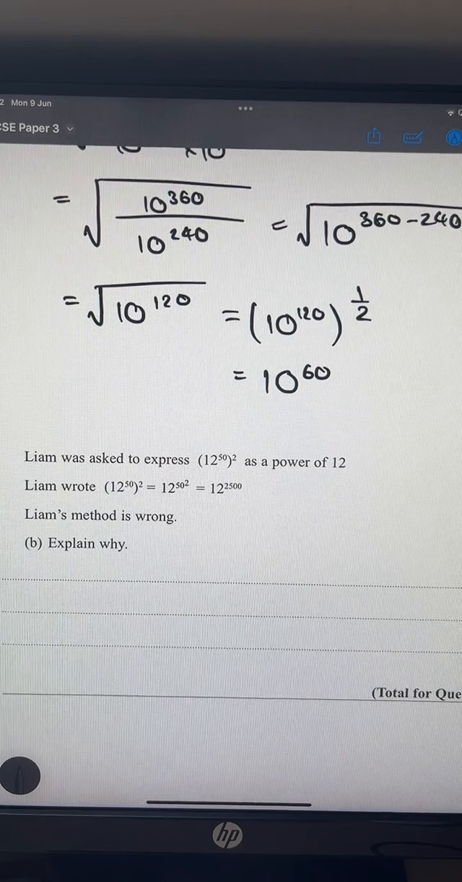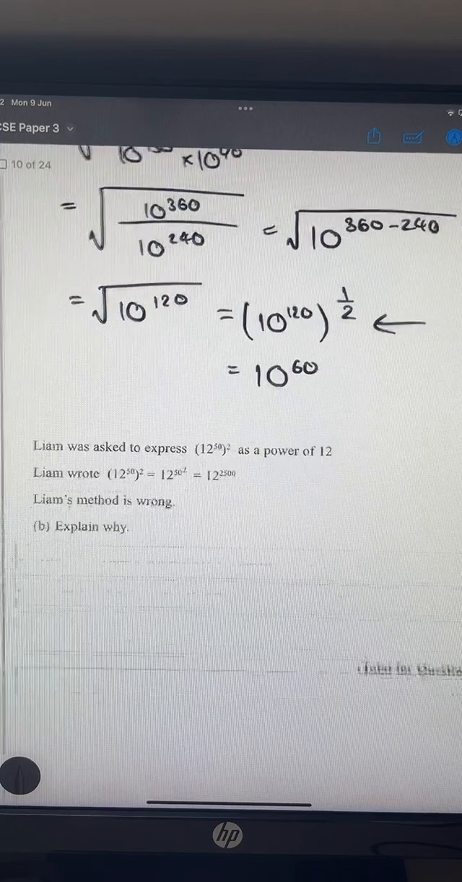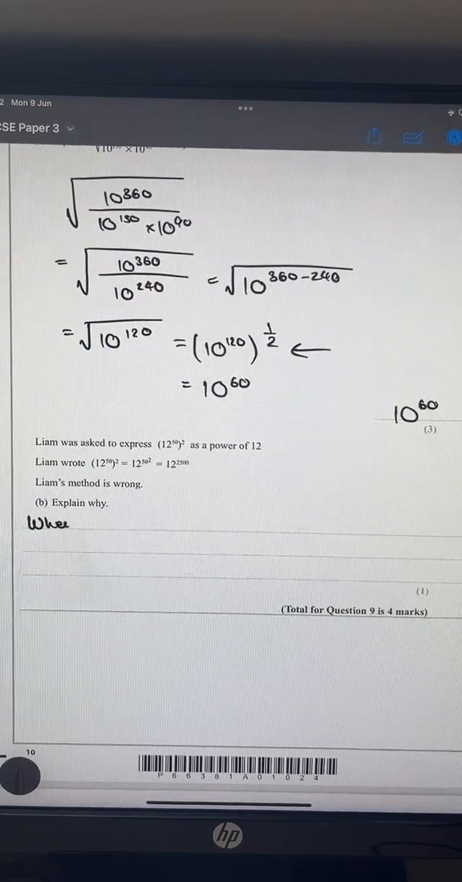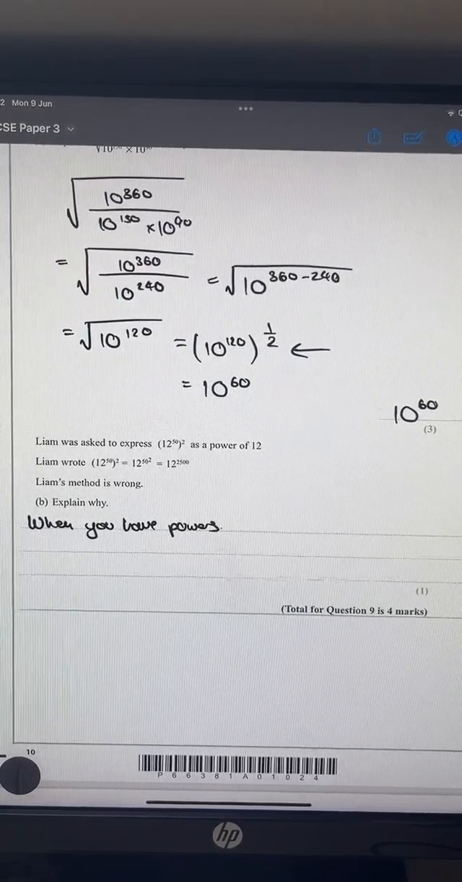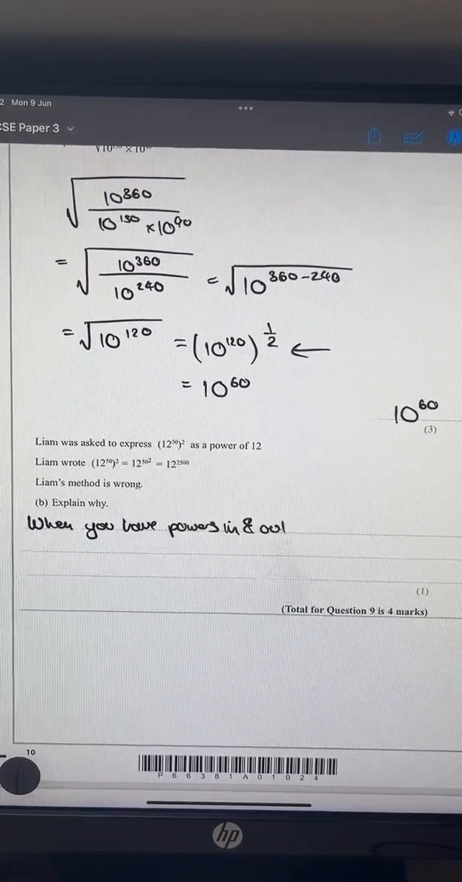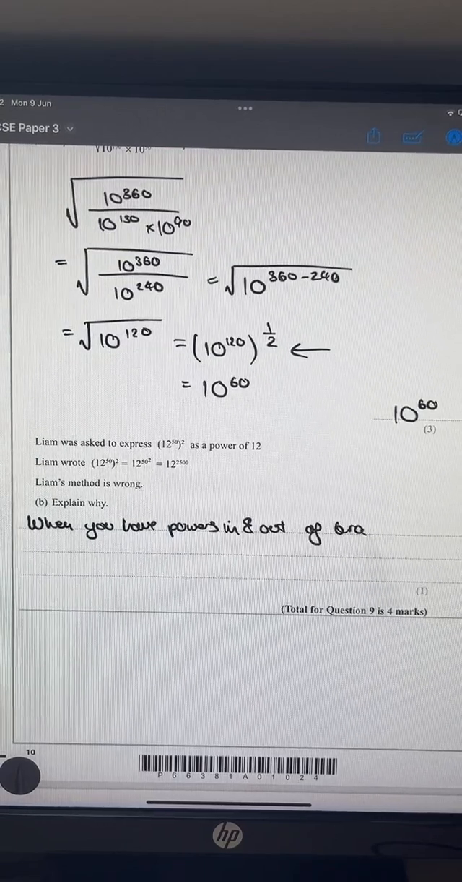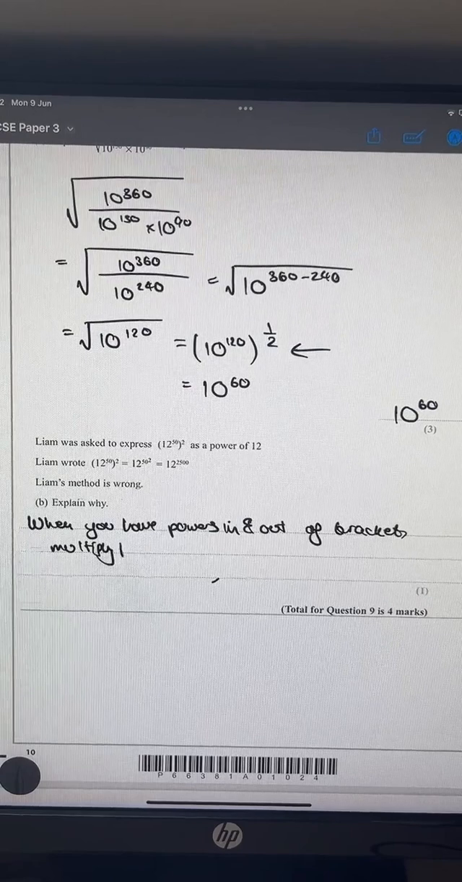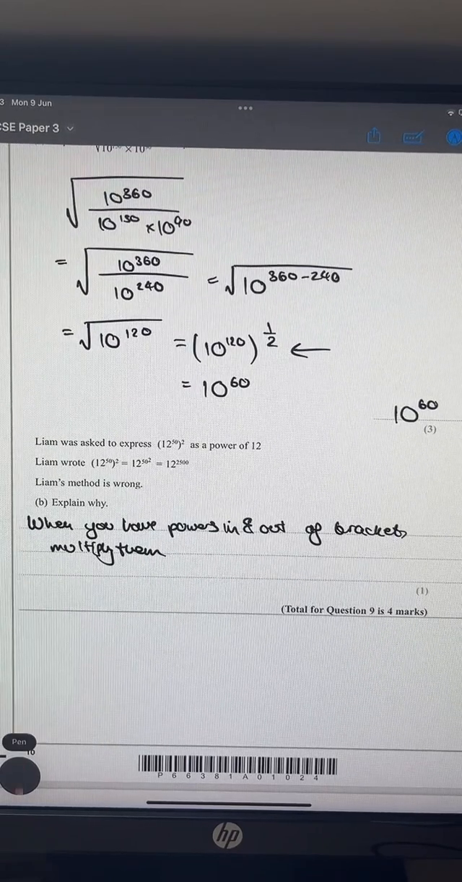Why? Because over here, what are we doing in this step? You multiply the powers if you're raising a power to a power. It's kind of weird like that. So here, you'd say when you have powers in and out of your bracket, you multiply them. And then just state what the correct answer is. So state what is wrong, and then just state the correct answer.